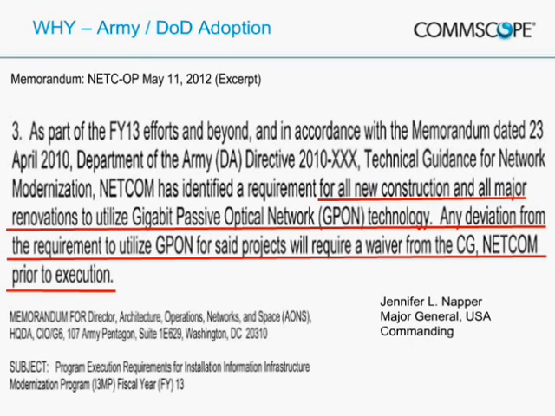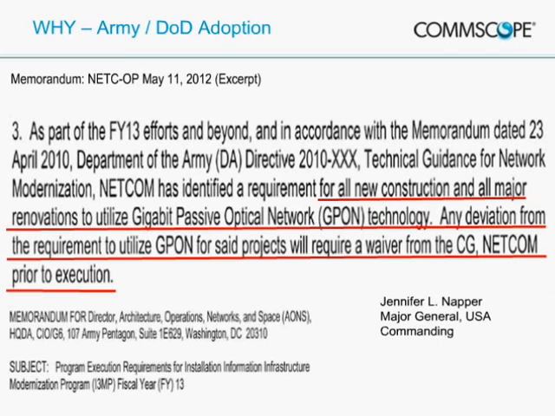So the general hit on those two specific points of operational costs and capital expenditures. That drove the Army and other branches of the DoD to start looking at it. The memo was followed up in May of 2012 when Major General Knapper wrote that for all new construction and all major renovations, they should utilize GPON technology. And it says any deviation to the requirements to utilize GPON for said projects will require a waiver from NETCOM. So basically what this did is it put pressure on the Army to look at ways to incorporate PON solutions into their offering.